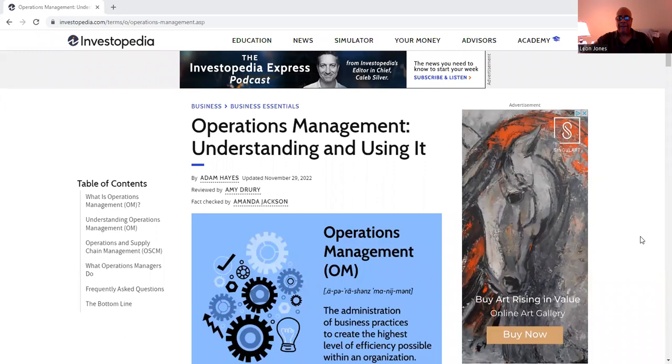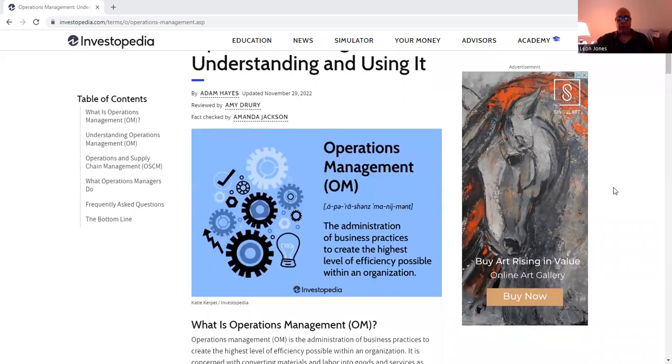Now, let me see if I can share my screen and go with operations management here. This evening, again, we're going to talk about operations management, understanding and how we use it. First of all, let's go into operations management. This is from Investopedia. Operations management is the administration of business practices to create the highest level of efficiency possible within an organization.